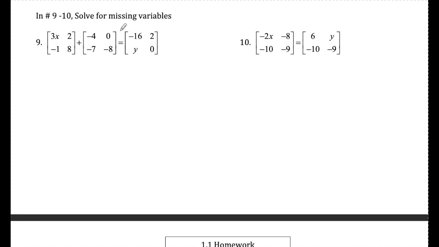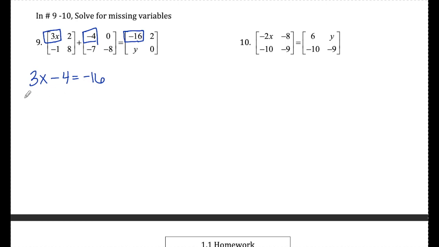So when I'm solving for variables in matrices, what I'm going to do is try and set up equations with corresponding elements to help me solve for the variables. So I see that I'm adding these 2 matrices on the left, and the result is this matrix on the right. If I'm looking for x, I'm starting with that top left element. So that tells me that when I did 3x and I added negative 4, the result was negative 16. Again, I'm just looking at the corresponding elements in each matrix and the operation that's showing up between them. So I can set up the equation 3x minus 4 equals negative 16.